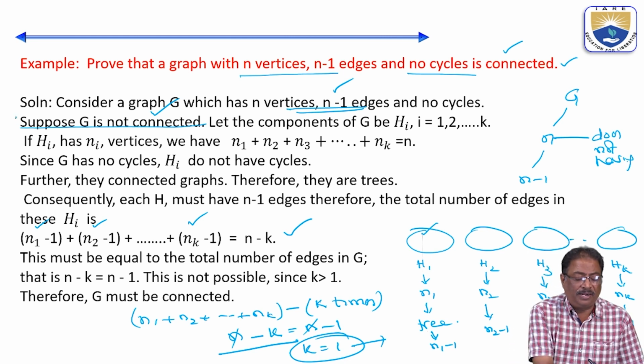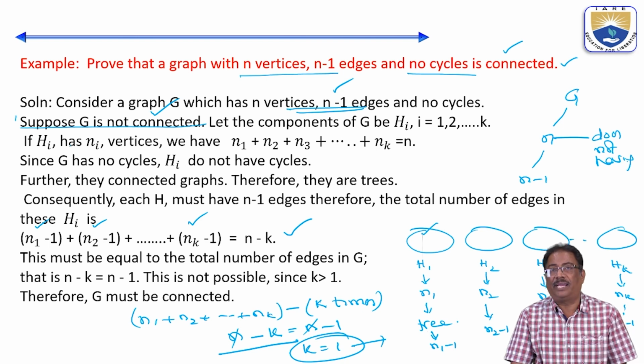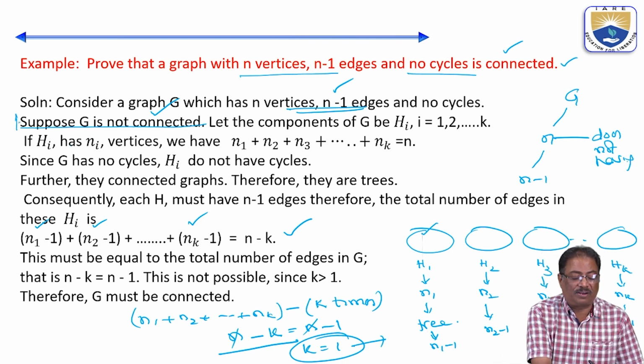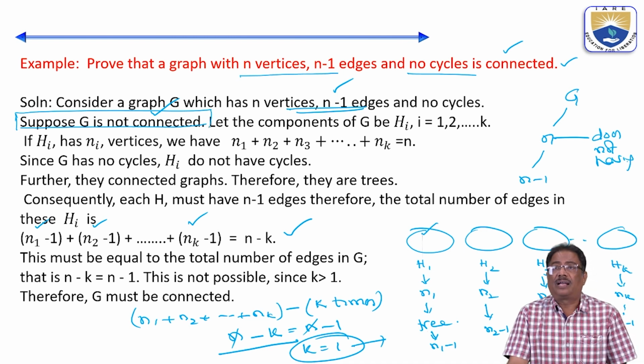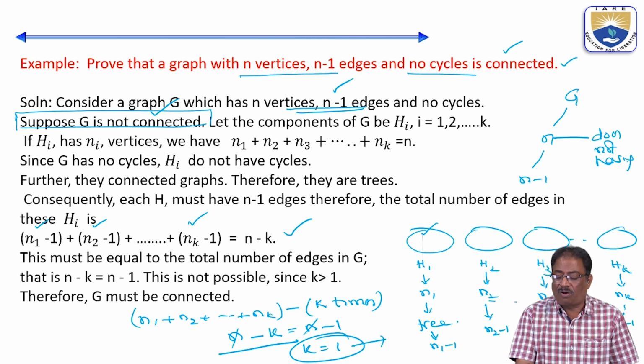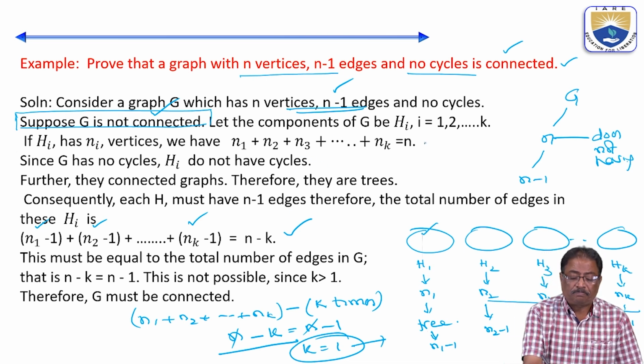First, we take that it has n vertices and n minus 1 edges, and we assume that the graph is not connected. Not connected means it is disconnected, which means it has components, that is, connected subgraphs. Those connected subgraphs are H1, H2 and so on. Each H1 will have N1 vertices, H2 will have N2 vertices and so on. Then the sum of all these vertices will be N.